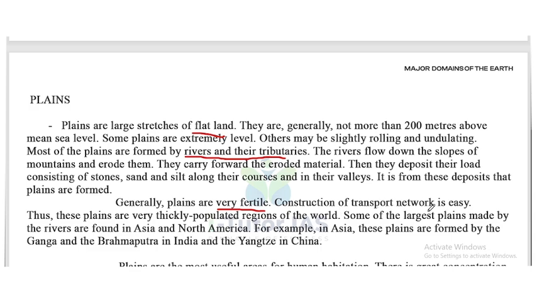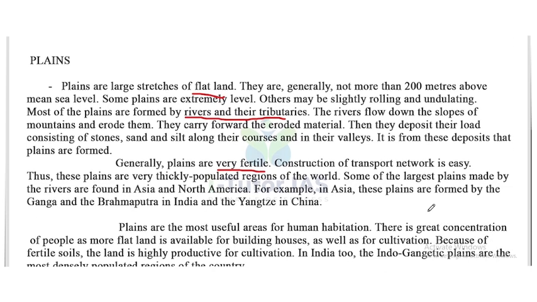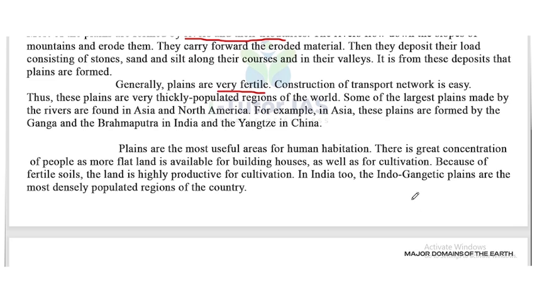Plains are flat, so transport is very easy. Thus, the plains are very thickly populated regions. We know mountains and plateau regions are not that populated, but the plains are very thickly populated regions of the world. Some of the largest plains made by rivers are found in Asia and North America.